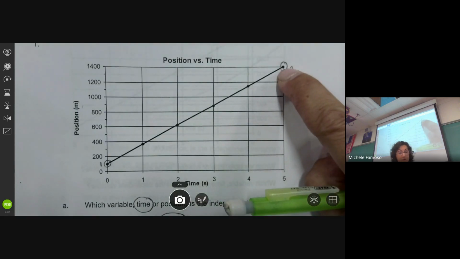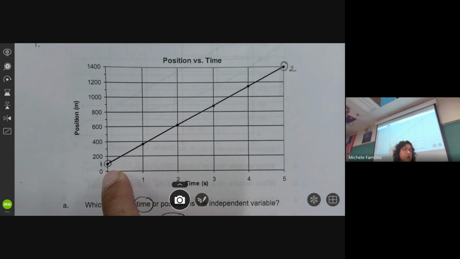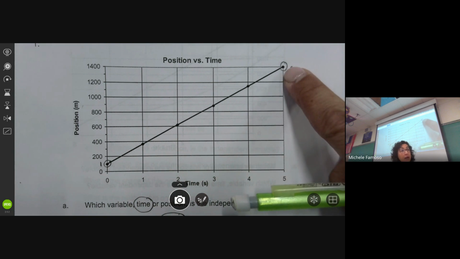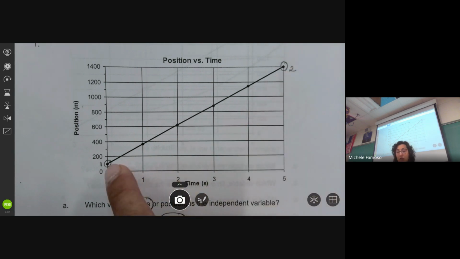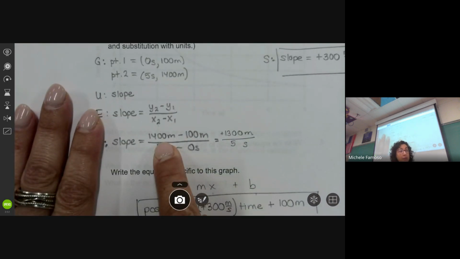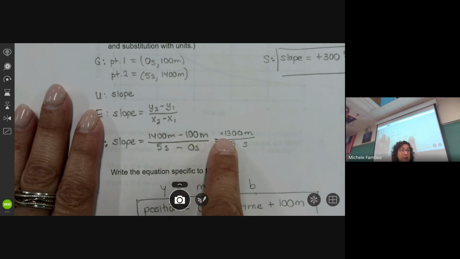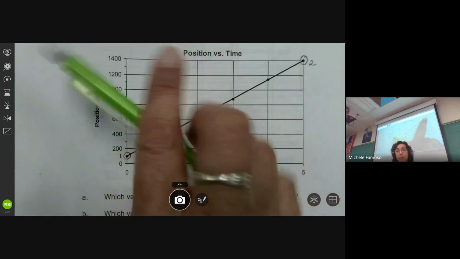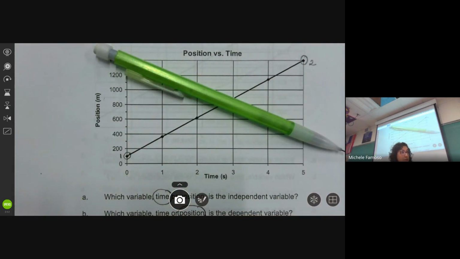This graph is going up. You always do these values minus these values. You subtracted in the wrong order if you got a negative. It's the second y coordinate minus the first y coordinate. The second y coordinate was 1,400 meters minus 100 meters. That gives you a positive answer. There's no way you would get a negative on this. If it were a negative slope, the line would not go up. It would come down like that. Okay.